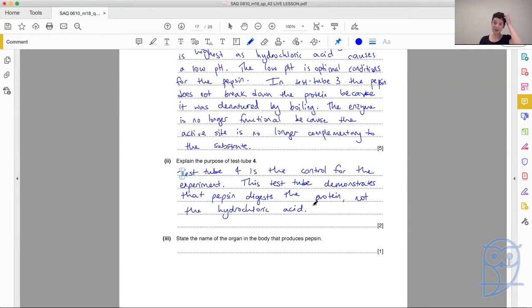Then we move a little bit on from the questions directly pertaining to the experiment, because part 3 asks us to state the name of the organ in the body that produces pepsin. Where are we digesting proteins with a very high concentration of acid? It's in the stomach. So simply state the name, we're just going to put stomach.